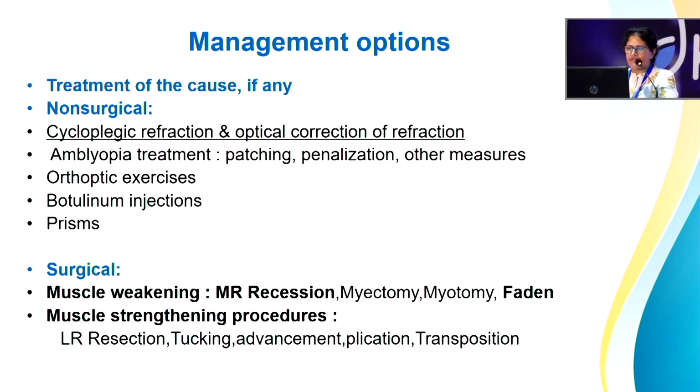Coming to the management options, if there is any cause, treat that first. The treatment includes non-surgical and surgical methods. Non-surgical includes full cycloplegic refraction and optical correction, amblyopia treatment, orthoptic exercises, botulinum injection, and prisms. These are all the treatment options available. Surgery includes muscle weakening, especially MR, and muscle strengthening, LR.